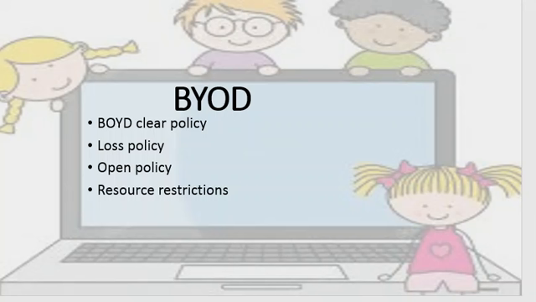So the last thing with bring your own device is resource restrictions. That more or less just talks about the websites that they're allowed to get to, the apps that they can get to, and that kind of thing. That way it monitors the students' access at school and makes sure that they're not going on to something that they're not supposed to.